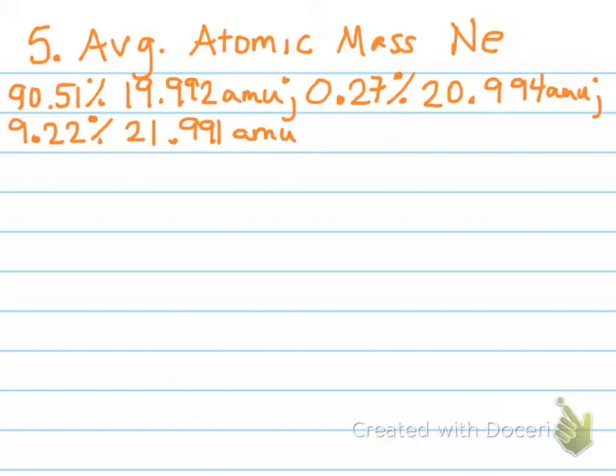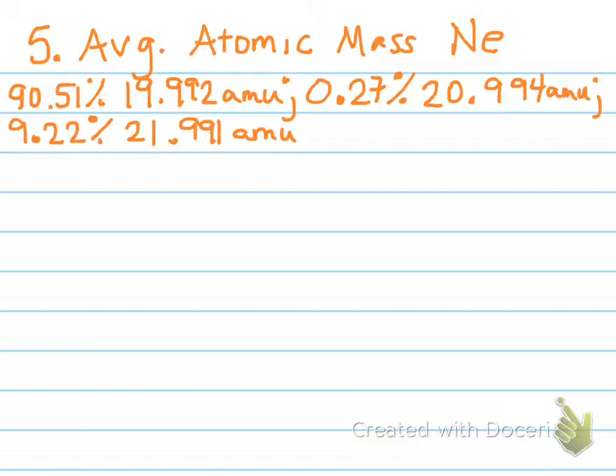So number 5 says, neon has 3 different isotopes. 90.51% of neon atoms have a mass of 19.992 AMUs. 0.27% of neon atoms have a mass of 20.994 AMUs. 9.22% of neon atoms have a mass of 21.991 AMUs. What is the average atomic mass of neon?